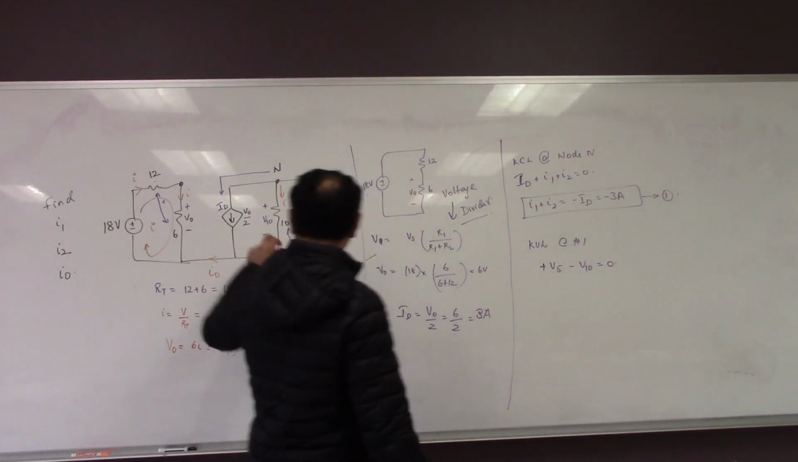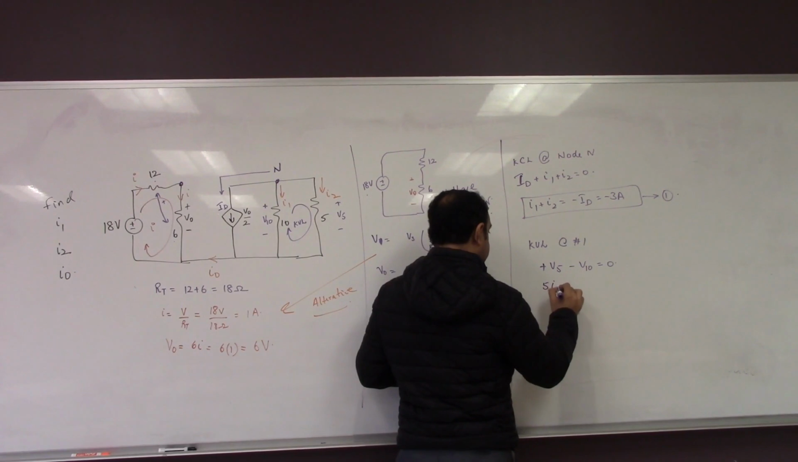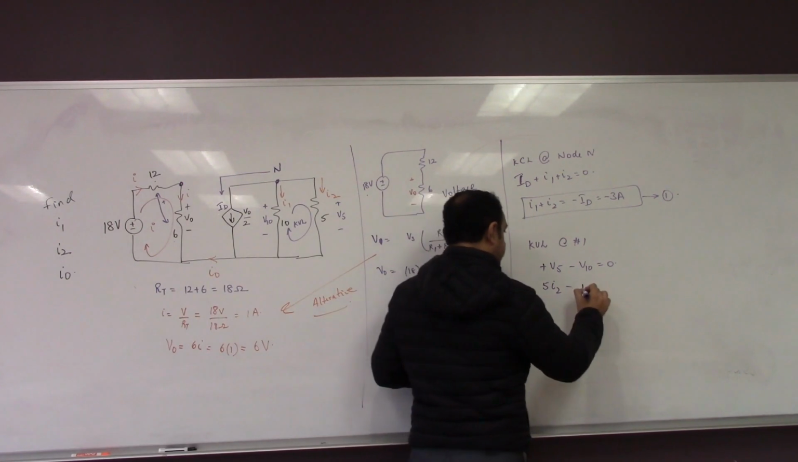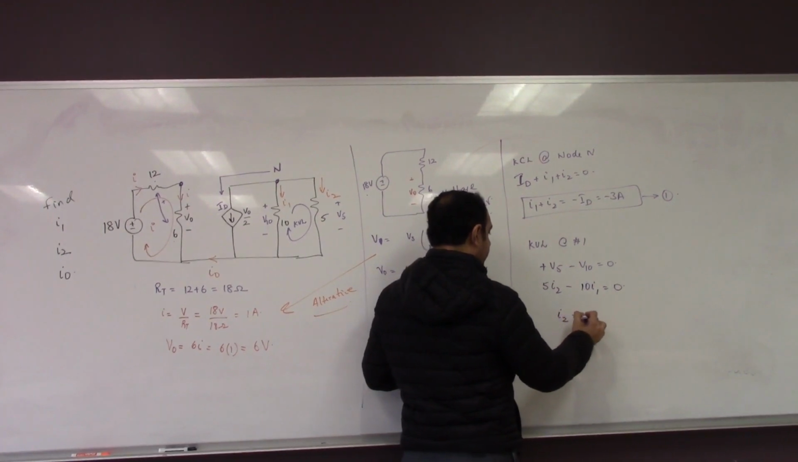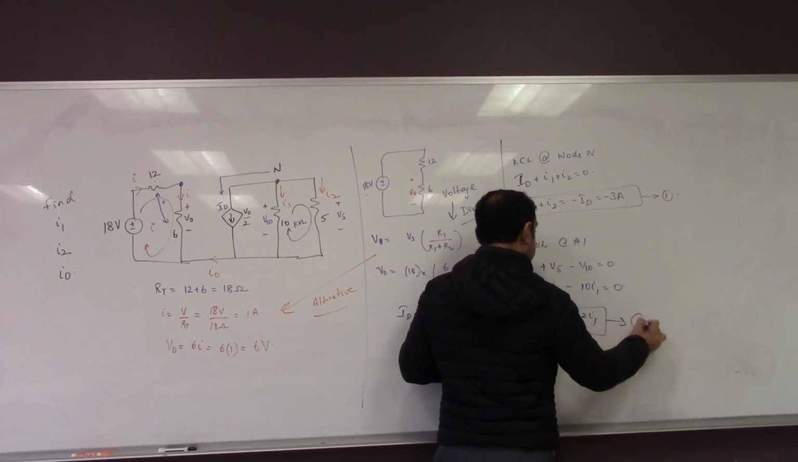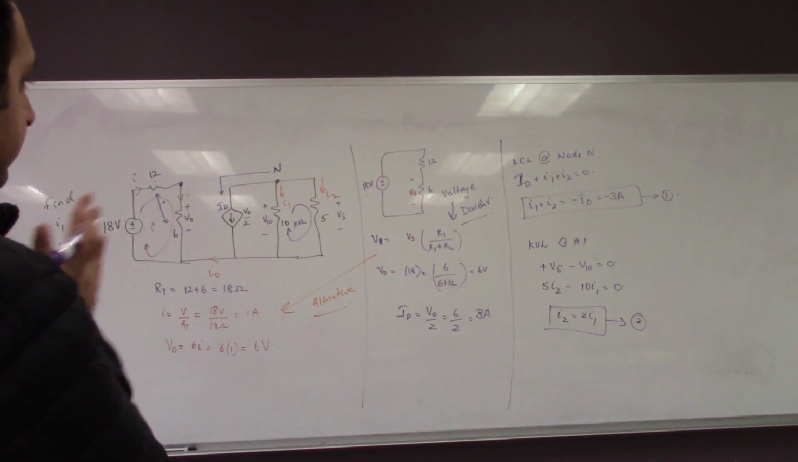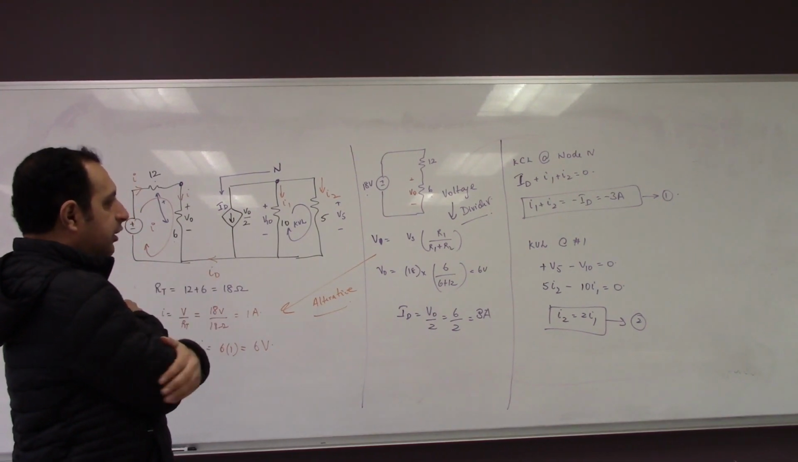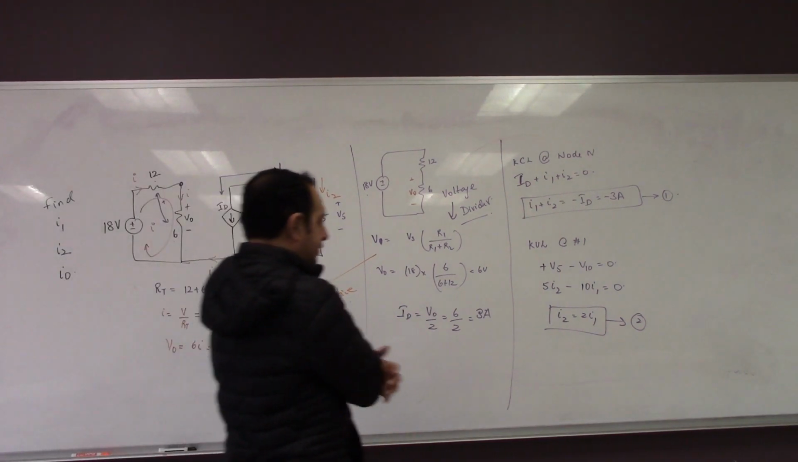V5 is nothing but 5 times I2, minus 10 times I1. In other words, if you take 5 common, I2 is equal to 2 times I1. If you solve these two, you'll get I1 and I2. I1 should be -1, and I2 should be -2. Only then you get -3.